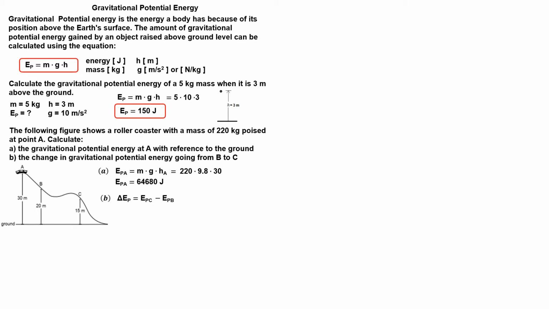To find the change in gravitational potential energy from B to C, we take the gravitational potential energy at C minus the gravitational potential energy at B. In other words, the change in gravitational potential energy is mass times gravity times the change in height. The change in gravitational potential energy is minus 10,780 joules. The roller coaster loses 10,780 joules of gravitational potential energy between B and C.